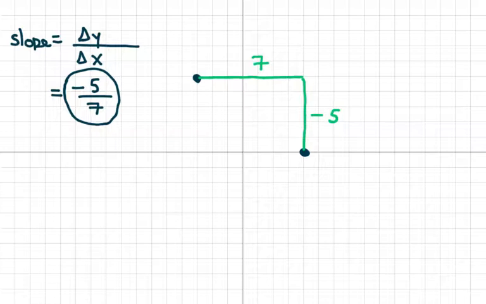Notice if I had gone 1, 2, 3, 4, 5 down and 1, 2, 3, 4, 5, 6, 7 to the right, I would still have had the same slope. It doesn't matter whether I do the x first or the y first, but when I write it, the change in y goes on top. That's the definition of slope.